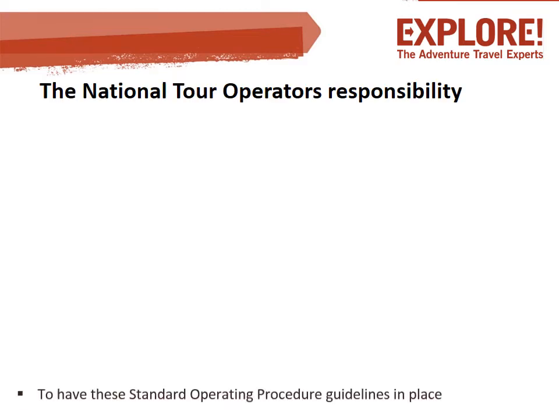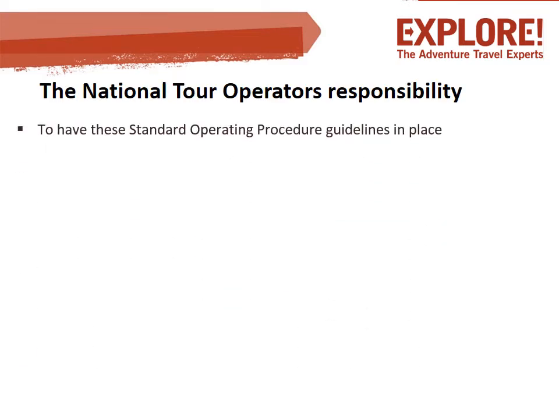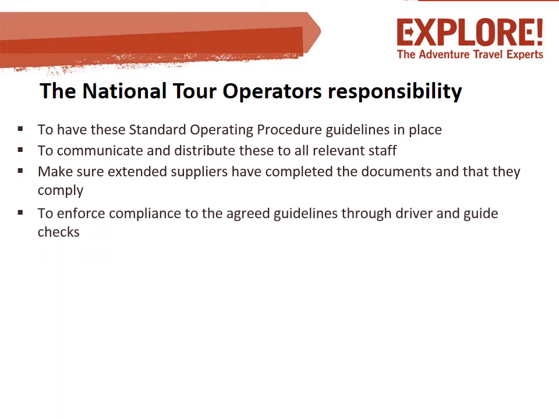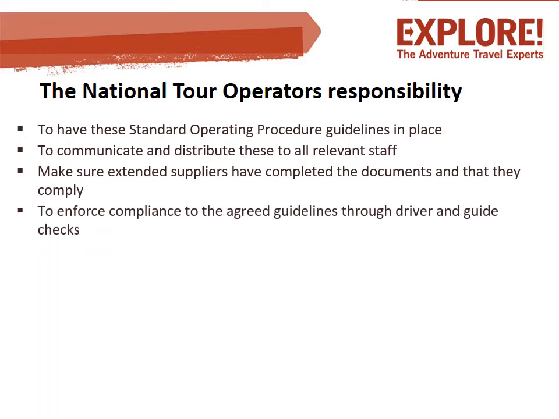So where is the national tour operator's responsibility? Explore have all of these standard operating procedures in place. It is the national tour operator's responsibility to make sure that they have been completed and that compliance has been signed off. It is also their responsibility to make sure that this is communicated and distributed to all the relevant staff involved in the risk management system of your company. It is also down to them to make sure that the extended supplier have completed all these documents and that they do comply. In some cases, the national tour operator will have to enforce compliance to these guidelines.